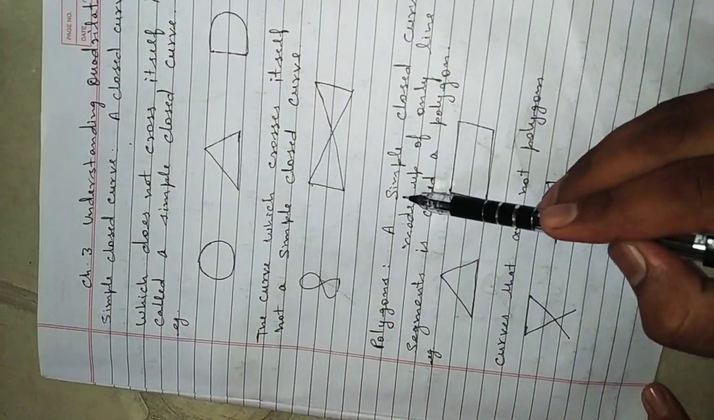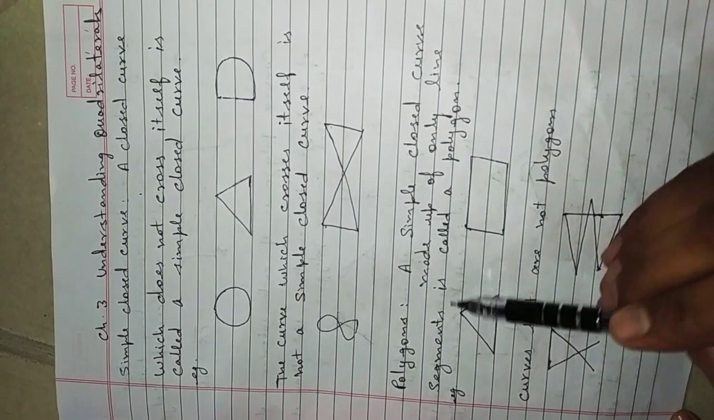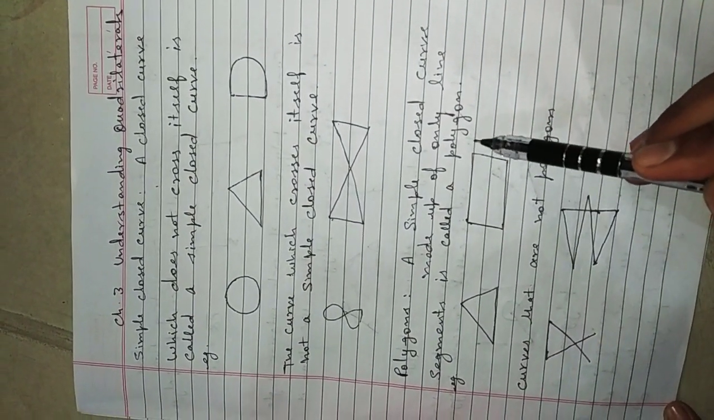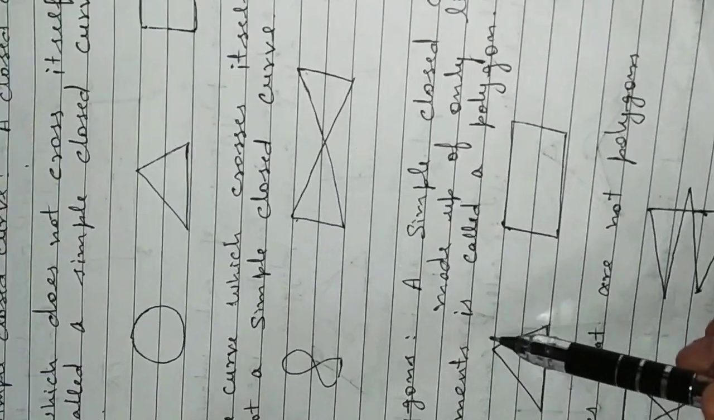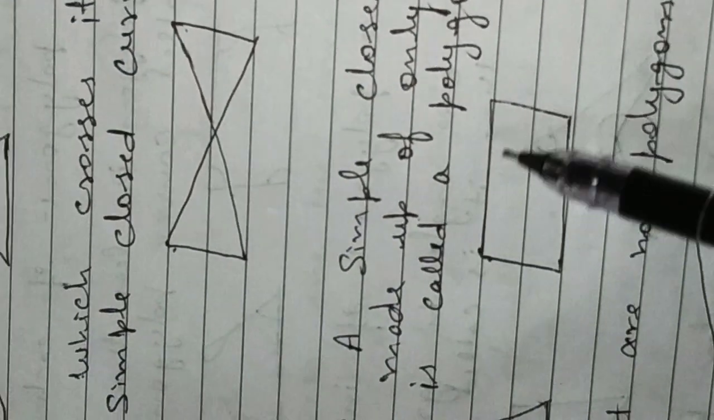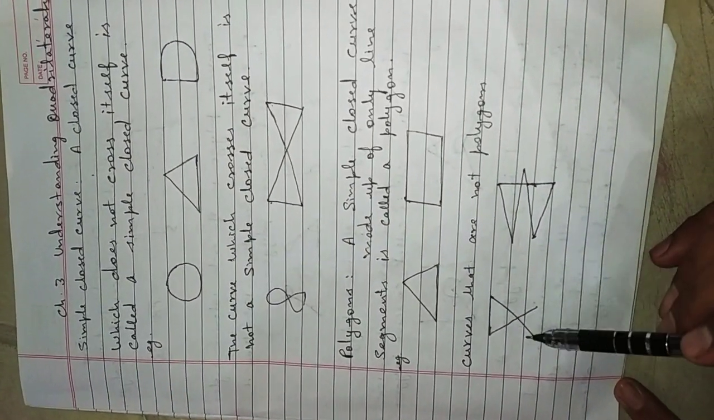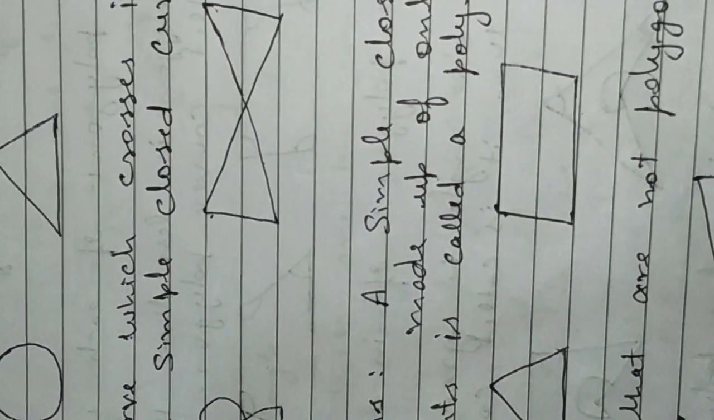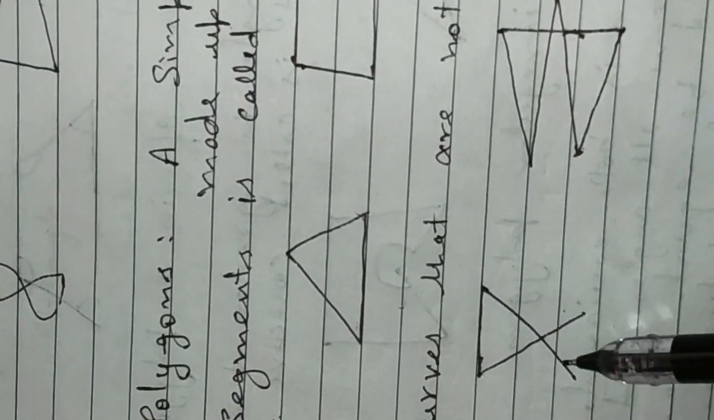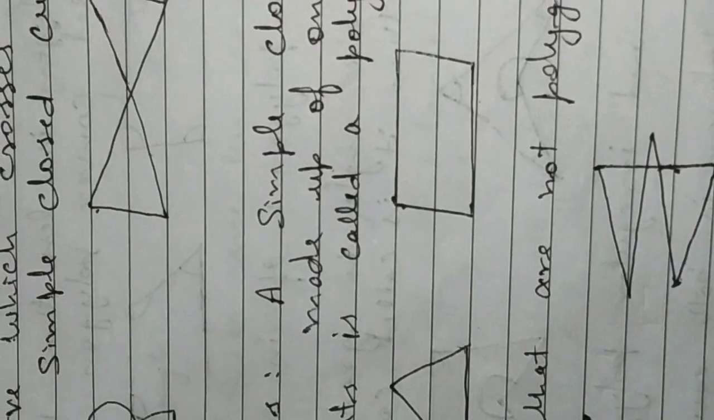Polygon. A simple closed curve made up of only line segments is called a polygon. So this is a triangle made up of line segments. This is a rectangle made up of line segments. These curves are not polygons, as they cross themselves. They are made up of line segments, but they cross themselves. This is also not a polygon. So these are not examples of polygons.